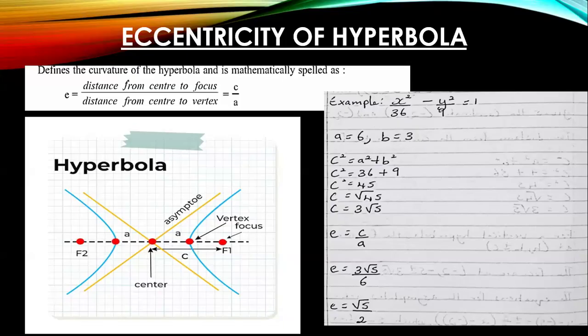And remember, the eccentricity defines the curvature of the hyperbola, how it is curved. Next.